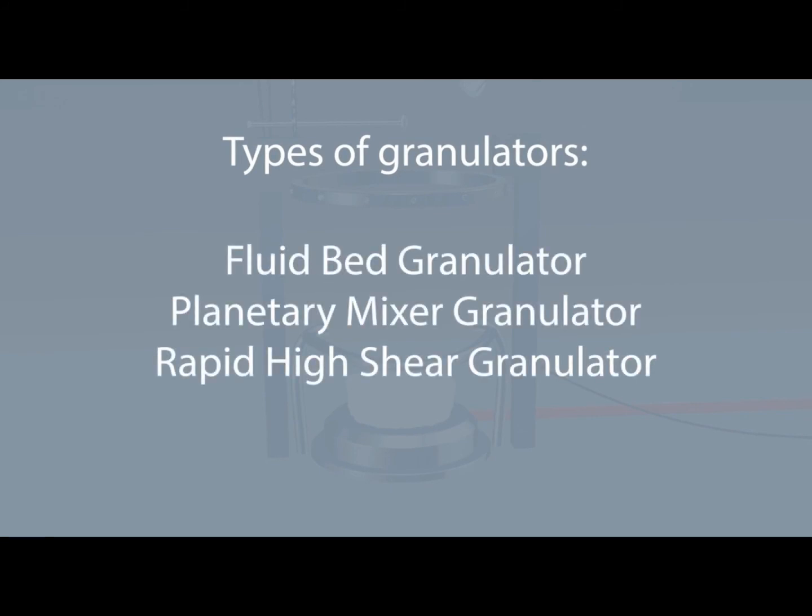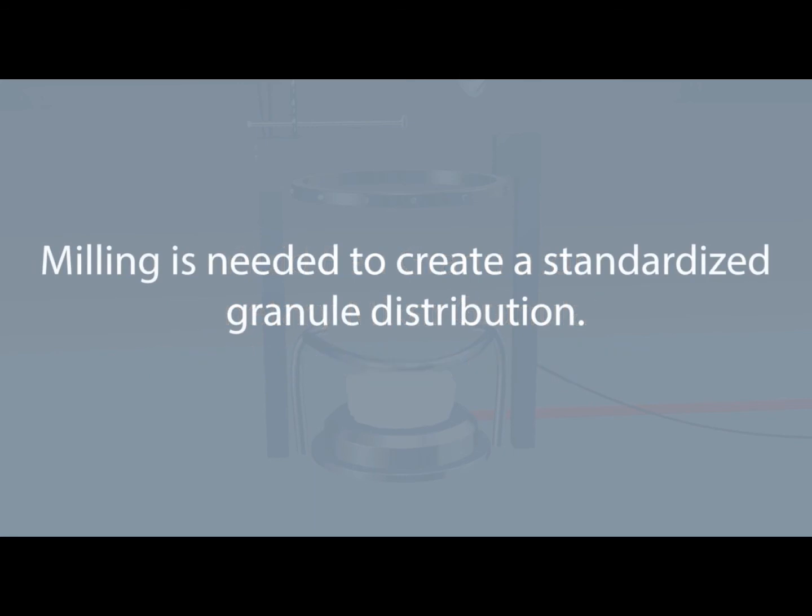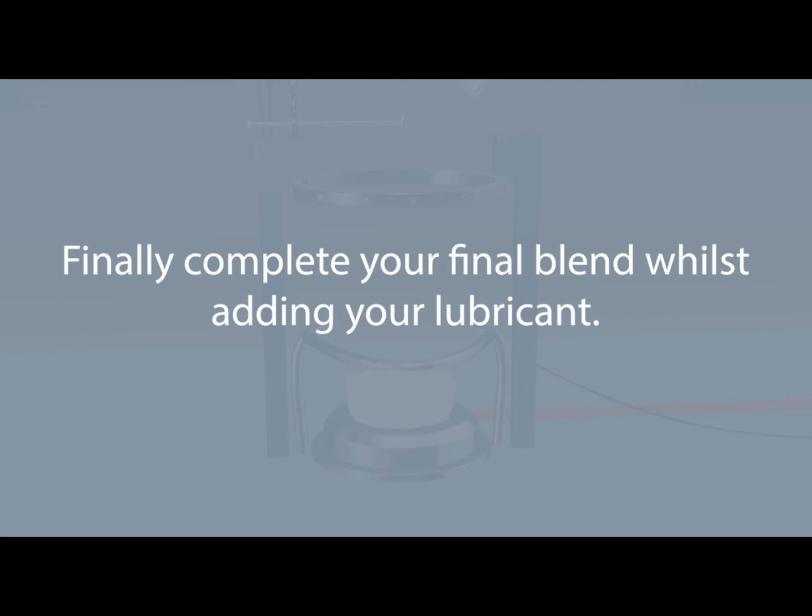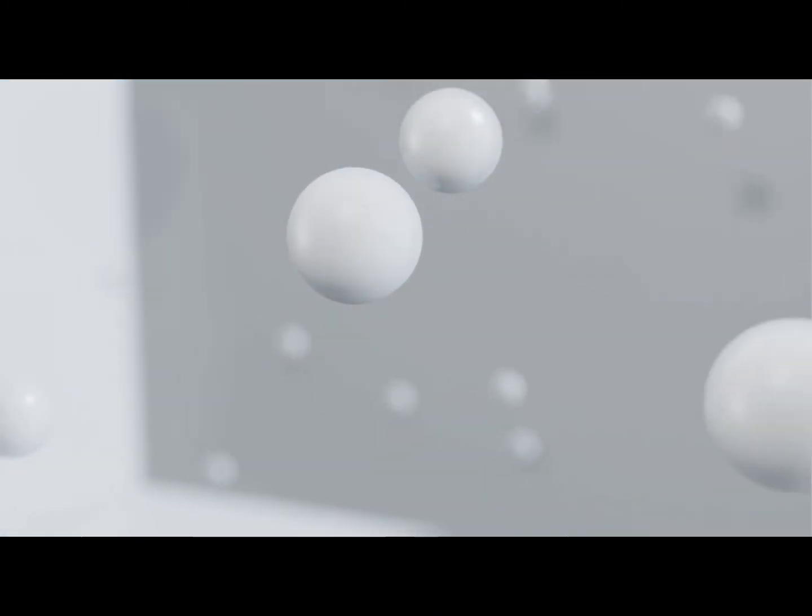There's many different machines and processes for wet granulation, such as fluid bed granulators, planetary mixer granulator, and rapid high shear granulators. After both wet and dry granulation, milling is needed to delump and create a standardized granule distribution. After milling, complete your final blend whilst adding lubricant. The lubricant is added after to coat the final granule, which allows the formulation to flow easier through your press.